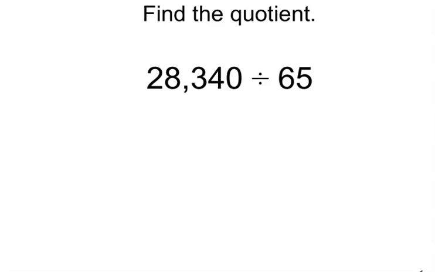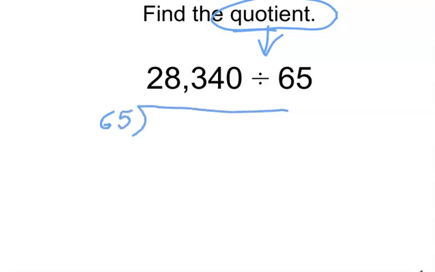Okay, we are going to find the quotient, which means we are dividing. All right, everyone's favorite thing, right? So we're going to put a 65 outside. Is that the divisor or the dividend? That is the divisor. The number that you divide into is the dividend.